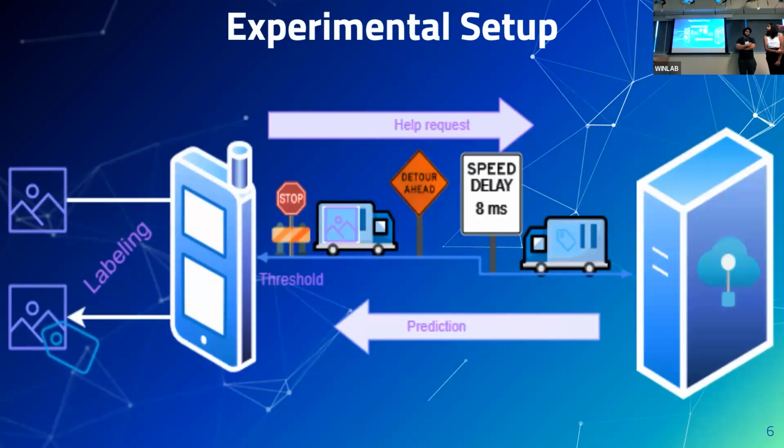There is a mobile device at one node that gets data, which in our case is an image, and tries to label it or get a prediction. If it doesn't satisfy the threshold criterion I mentioned, it sends a help request to the edge, which is at another node, and the edge performs the task and sends its prediction back to the mobile device.